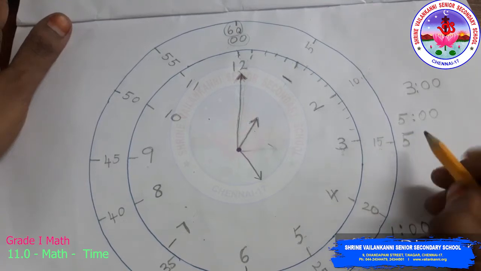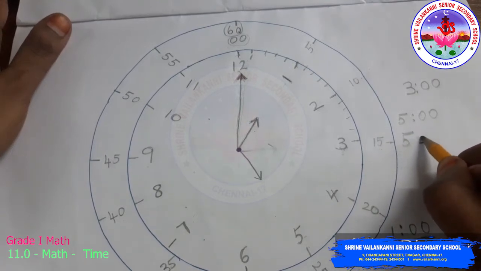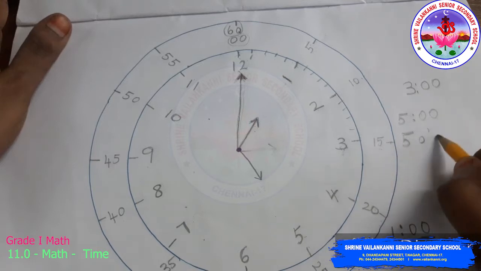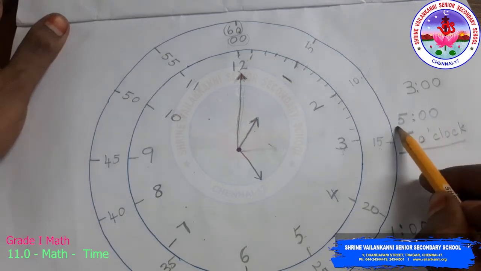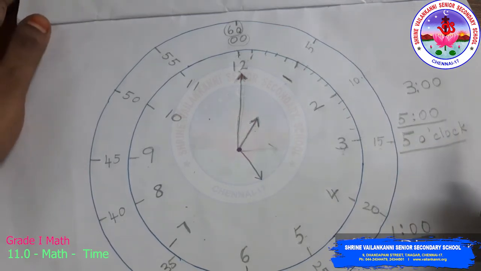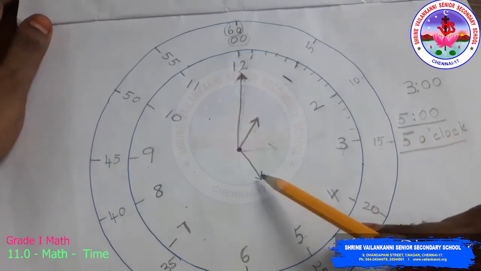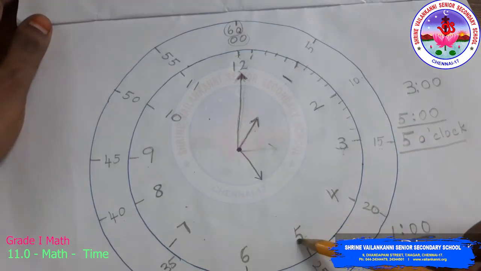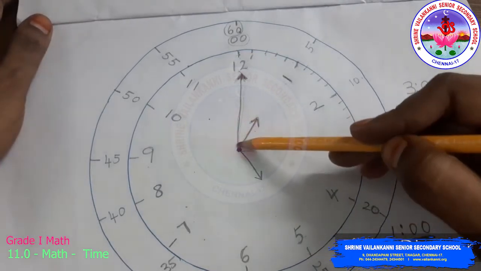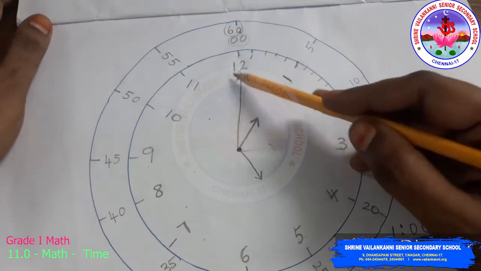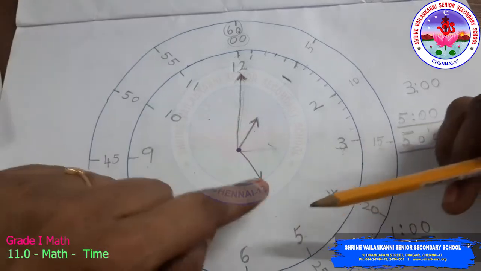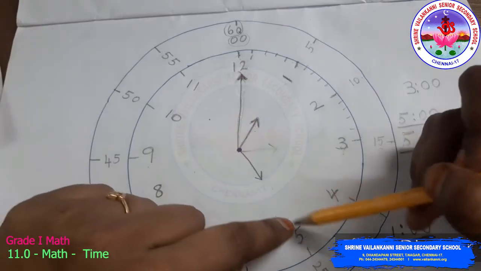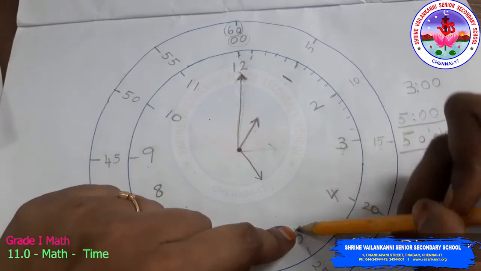Okay. We can also write like this. 5, write it bigger. O, write it smaller. Then write clock. 5 o'clock. Both ways you can write. Okay. Both are the same. So you only have to see the number the shorthand is pointing, and the long hand will be pointing at 12 only if it is showing the correct hour. That is, the shorthand should be pointing correctly at 5.